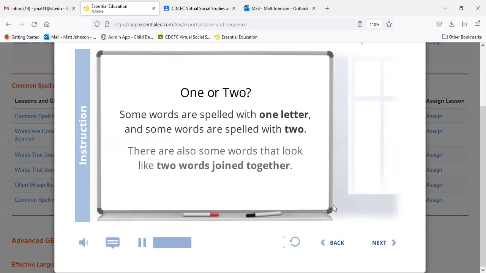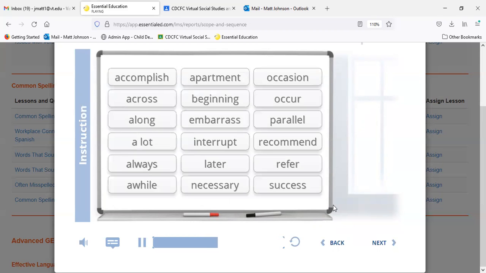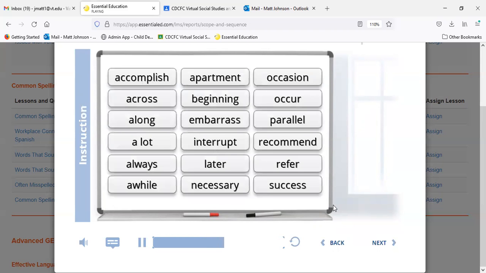There are also some words that look like two words joined together. Those words can cause problems too. Here's a list of commonly confused words where double letters or compound words cause a problem. Click on each word to see more about how it's used and what problems people have with spelling. These are some of the ones that I've run into trouble with.